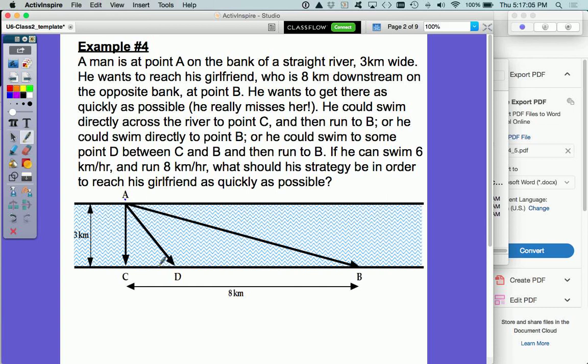The question is, when would he actually go straight to point C? And it seems a little counterintuitive, but he'll never get to point C. That would never be the strategy. Even if he's got a Ferrari waiting for him on the other side of the river, and he can drive 250 kilometers an hour from wherever he lands down to point B, he's still not going to go straight across to C, because it's going to take a little bit longer because he's going a greater distance.